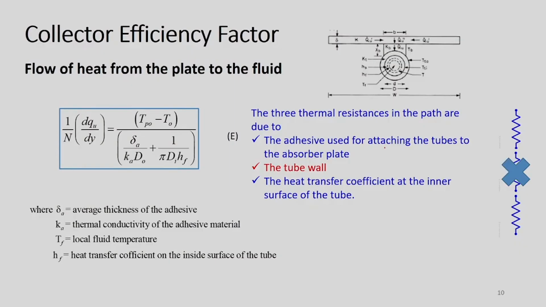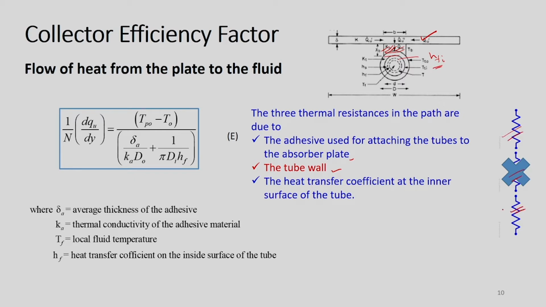So, what are those? The adhesive used for attaching the tube to the absorber plate, then the tube wall. As you can see, this is the adhesive used here in this expression, this is the plate, and this is the tube wall. And then the heat transfer coefficient at the inner surface of the tube. So, this is your inner surface of the tube. These resistances are offered, and this can be represented by this resistance line.